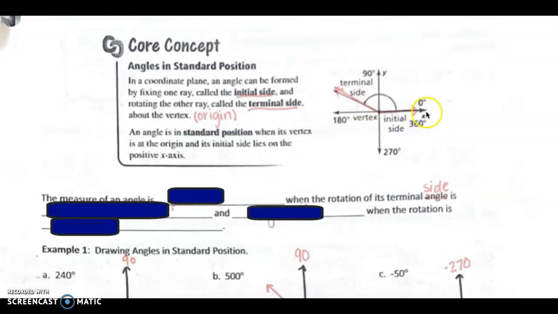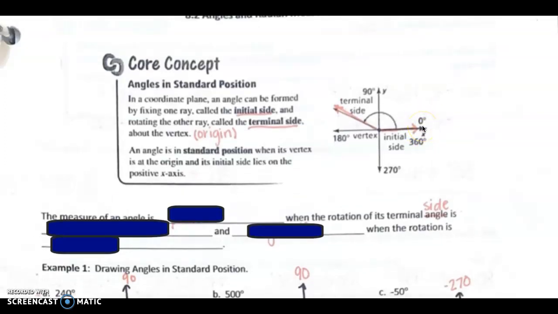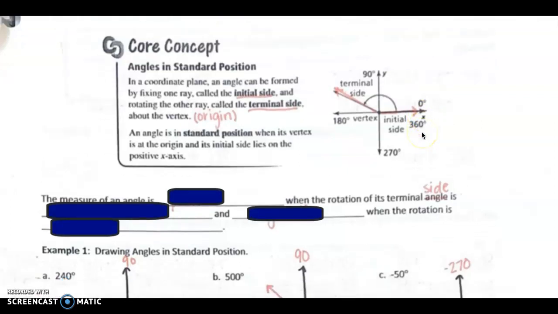Okay, so also you can notice that we label the axes here 0 degrees, that's our starting point, and then it goes to 90, 180, 270, 360. So 0 and 360 are on the same line.